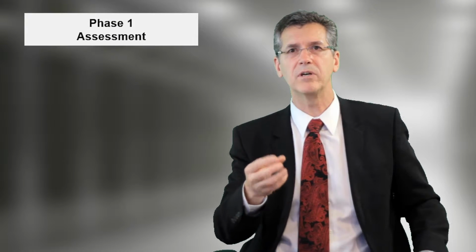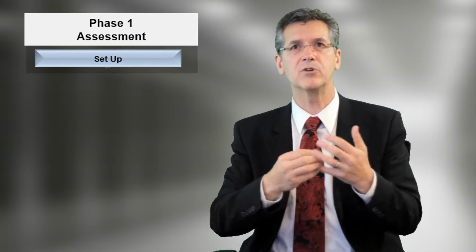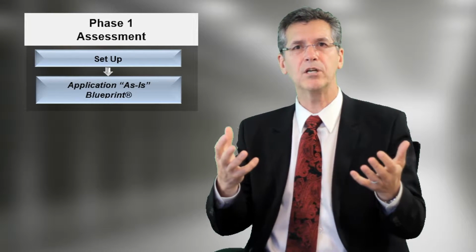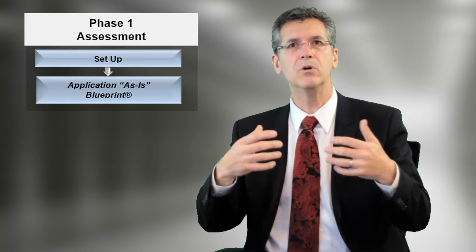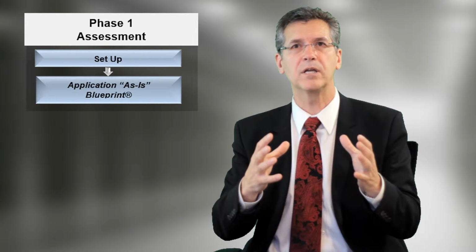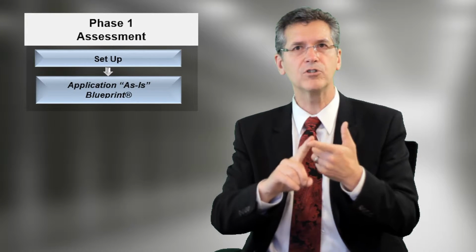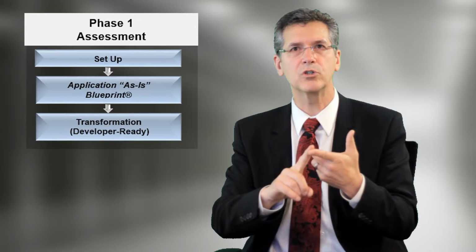Now, I'd like to talk a little bit about the 4-phase execution process that we have. In phase 1, we call that the assessment phase. During the assessment phase, we'll set up our tool to achieve 100% automated transformation. We'll create an application blueprint to allow us to begin the process of understanding what the current application looks like. Using that application blueprint, we'll also create a first cut transformation of the source code.